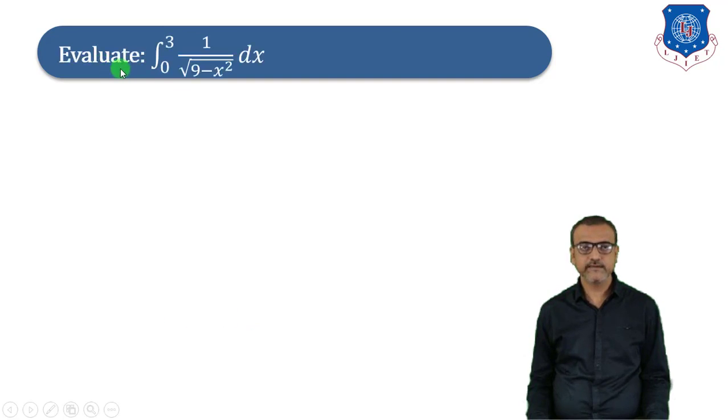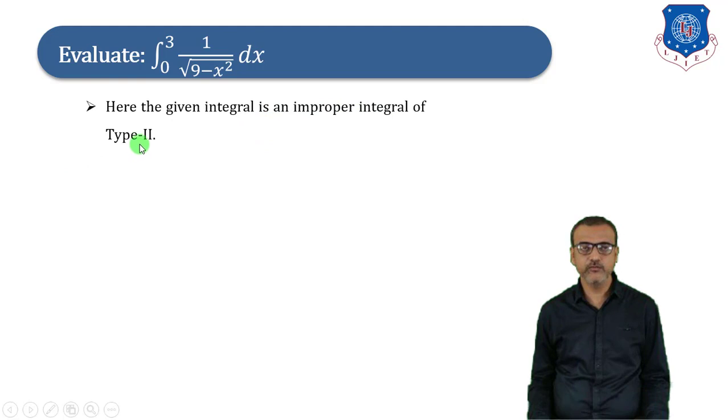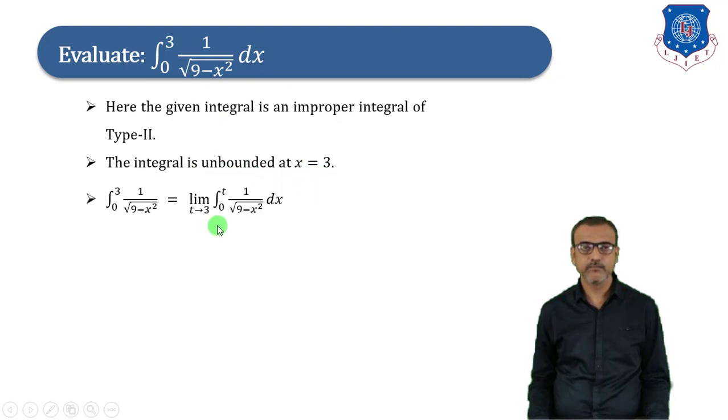Now we will see the second example. Evaluate integration from 0 to 3 of 1 upon square root of 9 minus x square dx. Here the given integral is an improper integral of type 2 because the function 1 upon square root of 9 minus x square is not defined at x equals 3. The integral is unbounded at x equals 3.